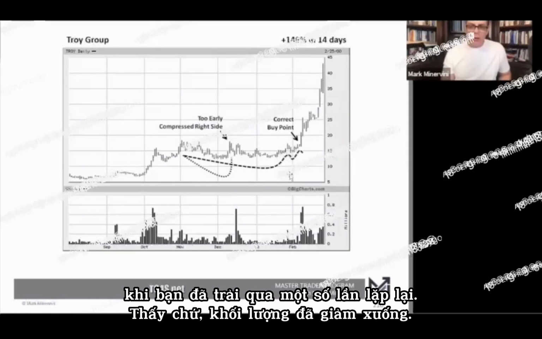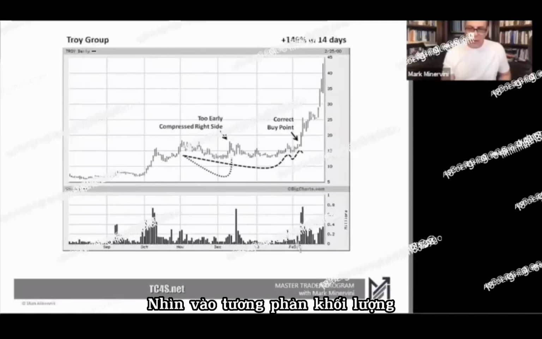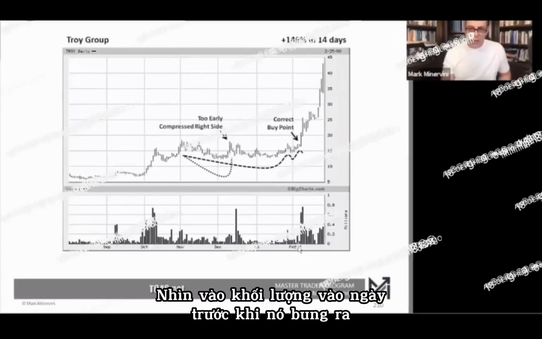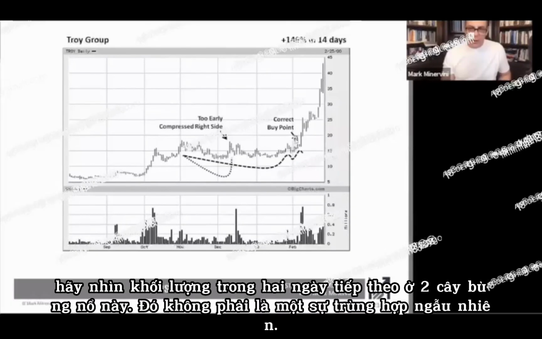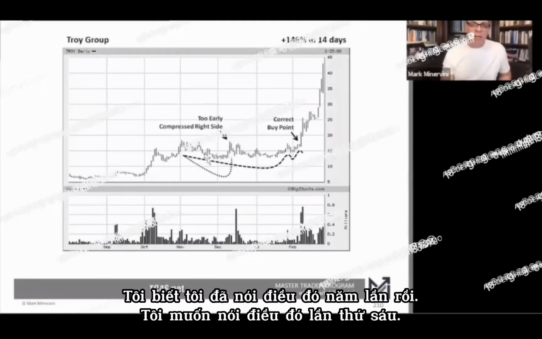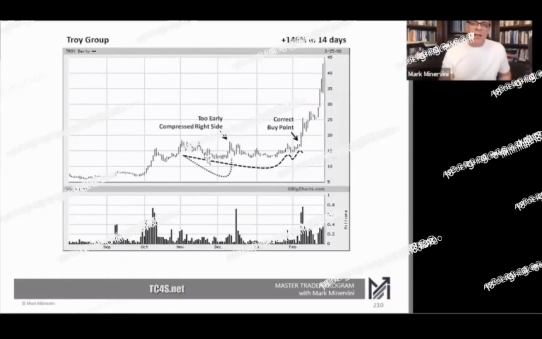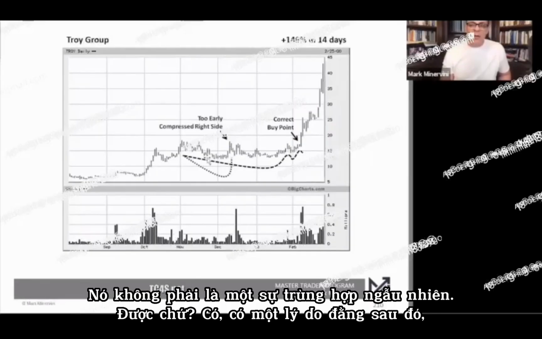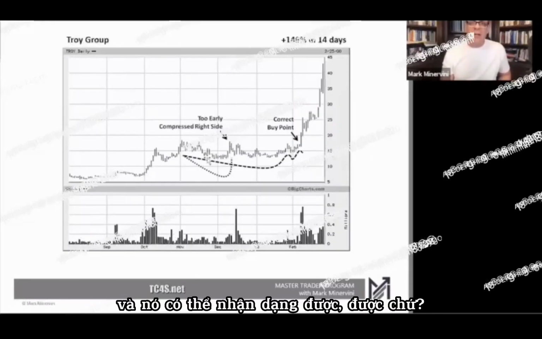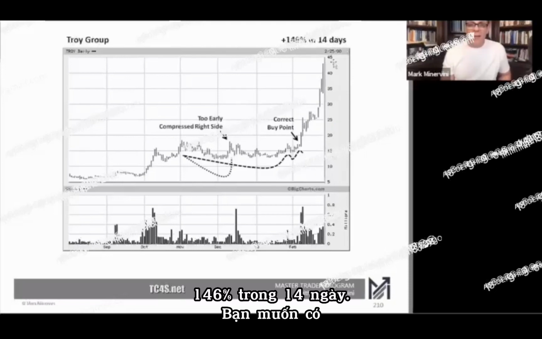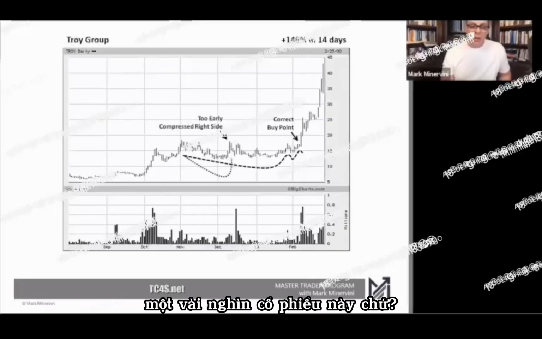You've gone through a number of iterations. See, the volume comes way down. Look at the contrast in volume. Look at that volume the day before it unleashes, and look at the volume the next 2 days on these explosive bars. That's not a coincidence. I know I've said that 5 times now. I want to say it a 6th. It's not a coincidence. All right. There's a reason behind that, and it's identifiable. All right. 146% in 14 days. How'd you like to have a couple thousand shares in that?